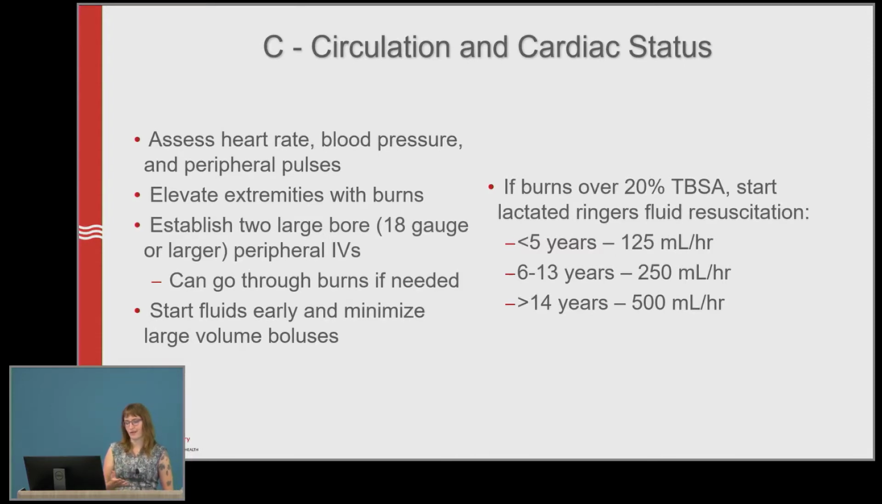So the ABA has set up really good guidelines for this. For someone who's under 5, it's 125 mils an hour. 6 to 13 is 250, and 14 and over is 500. And for most of like the decent sized burns in like the 40 to 60% range, this will be a pretty good approximation as to where they need to be with their hourly fluid resuscitation.